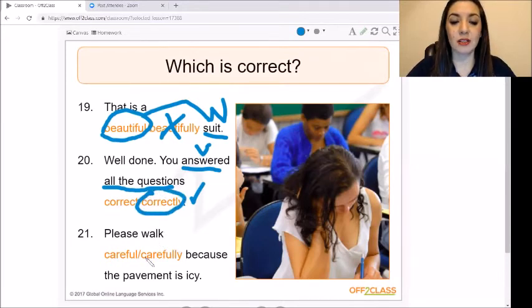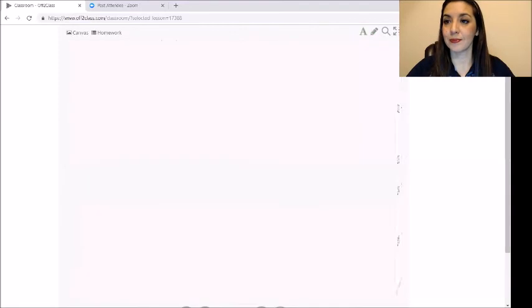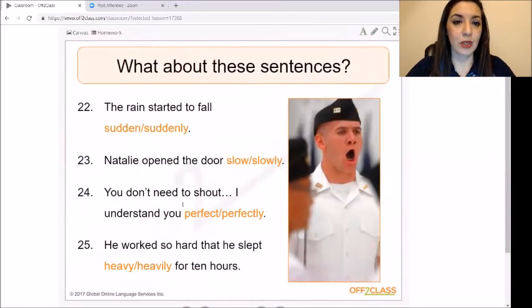21, please walk blank because the pavement is icy. So please walk careful or carefully. Well, it's describing how to walk, right? How to walk. So walk carefully, carefully. Okay. What about these sentences?